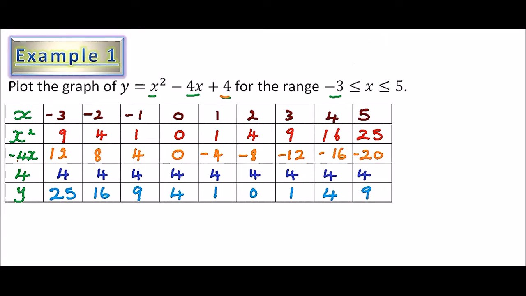So what this means is that when x is minus 3, y is 25. When x is minus 2, y is 16. When x is minus 1, y is 9. On and on up to when x is 5, y is 9. So these are the values that we are going to plot on graph paper so that we will be able to get the graph represented by this function.